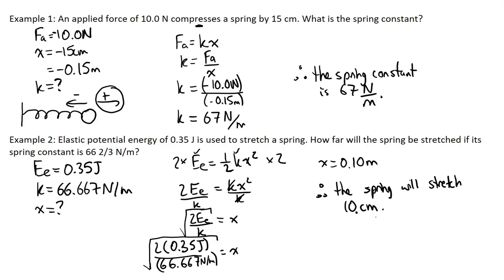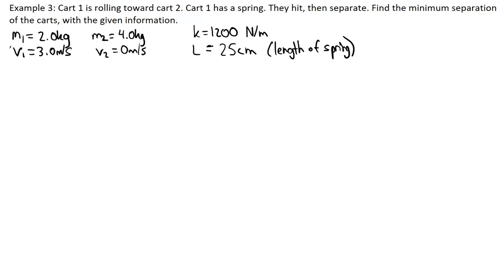Let's now put this together and solve a little bit more complicated question that's going to help you more with the homework today. This third example is where the rubber hits the road. Cart 1 is rolling toward cart 2. Cart 1 has a spring. They hit, then they separate. Find the minimum separation of the carts with the given information.